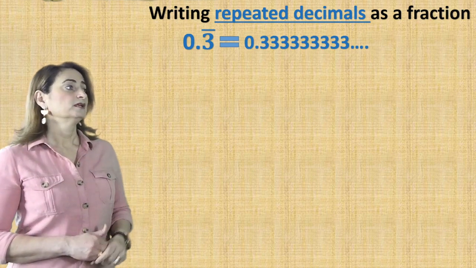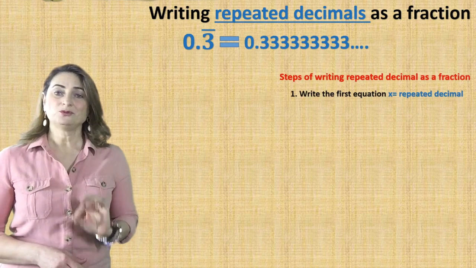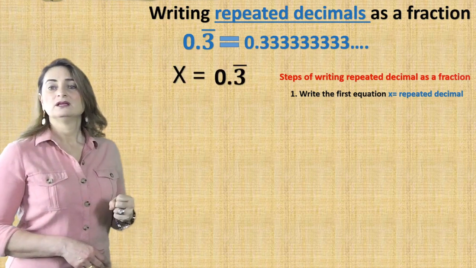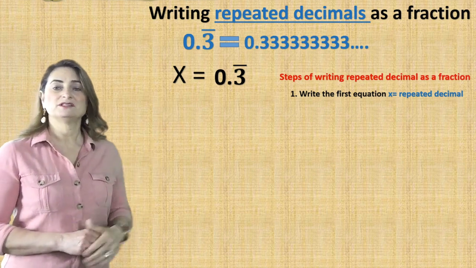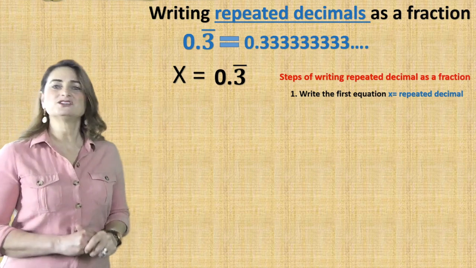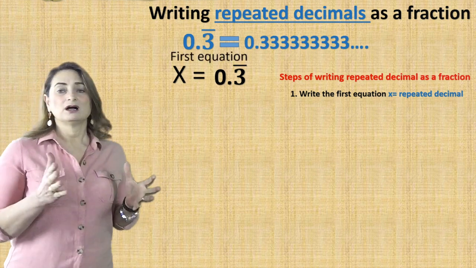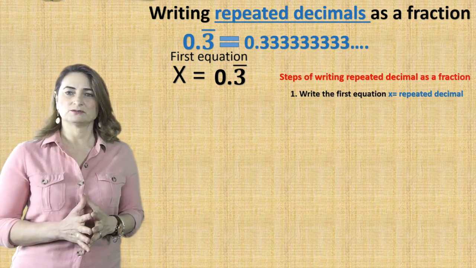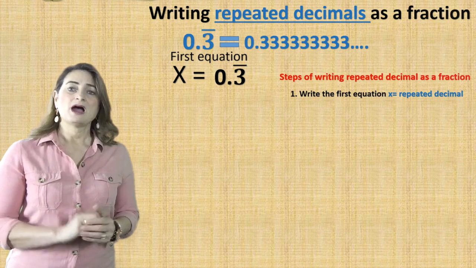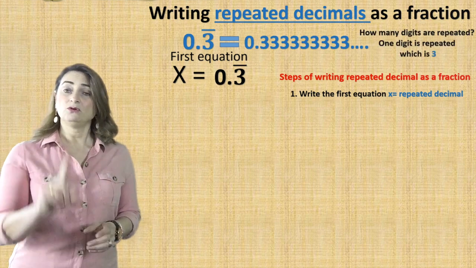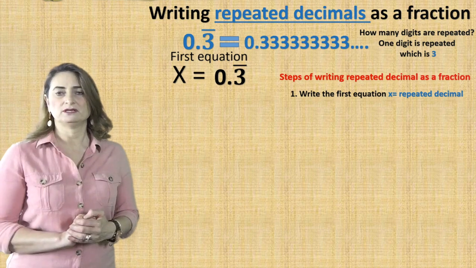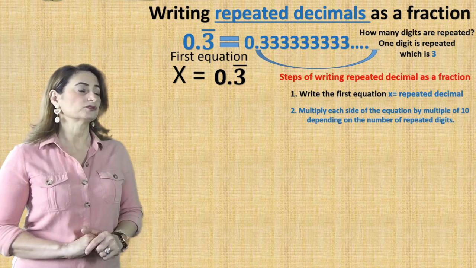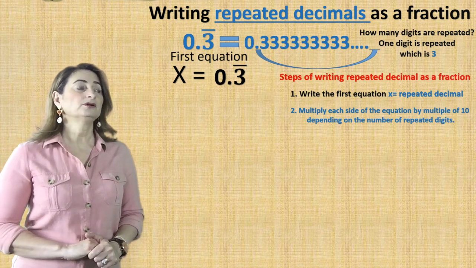0.33333 forever. Step number 1 is to write an equation that says x equals that repeated number. So x equals 0.3. That is your first equation, but make sure you have the bar on top of the 3 because that digit 3 is repeated. Now, I need to move the decimal, but I don't know how many times I need to move the decimal. That's why you ask yourself this time, how many digits are repeated? Only 3 is repeated, so 1 digit is repeated, which is the 3. So multiply each side of the equation by multiples of 10, depending on the number of repeated digits.